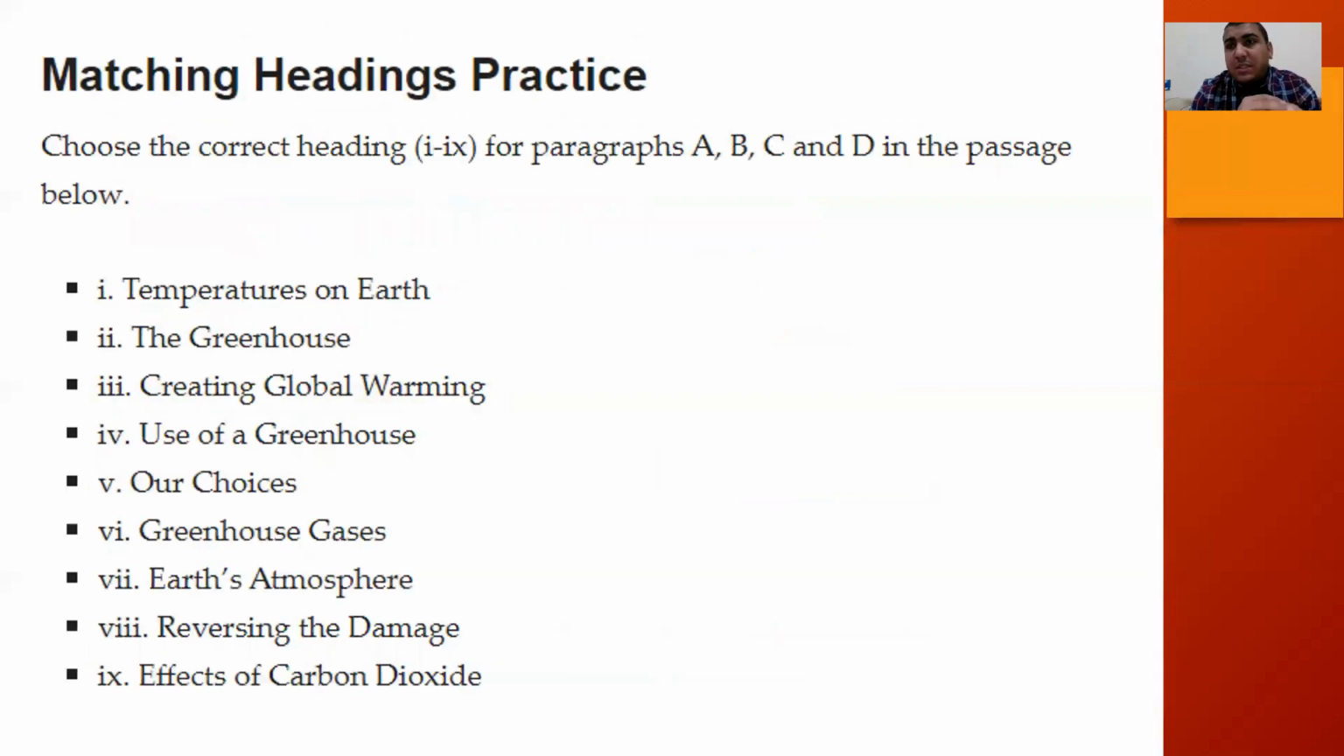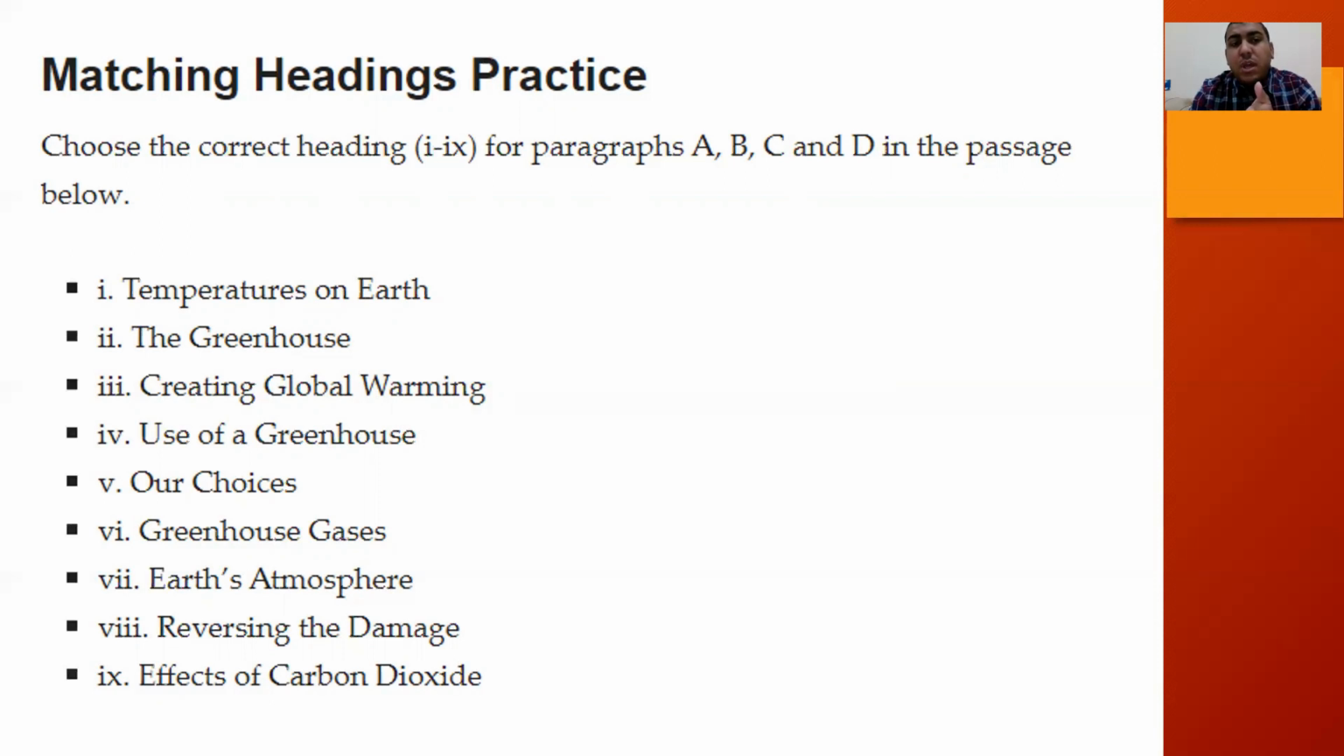Matching headings practice. Here is a sample from one of the tests, but for only 4 paragraphs. I want you to look at how we are going to answer these questions right now. So the question: choose the correct headings I to IX from 1 to 9 for paragraphs A, B, C, and D in the passage below. And here you have them listed, okay? Temperatures on Earth, and the next one, the greenhouse, creating global warming.